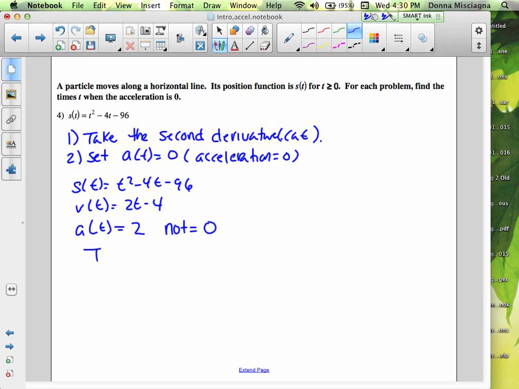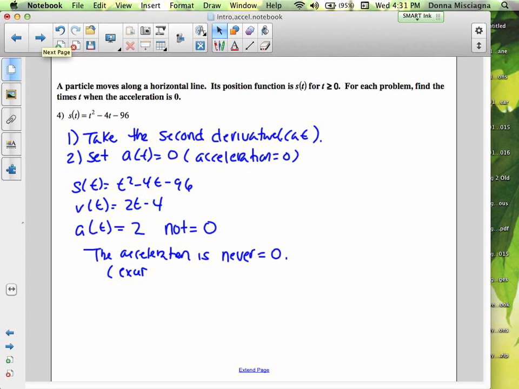So the acceleration is never equal to 0. Except maybe, of course, well, even at t equals 0 seconds, it has to start off, and it's going to be the same at t equals 0 seconds too. So actually, no, the acceleration here is never equal to 0.